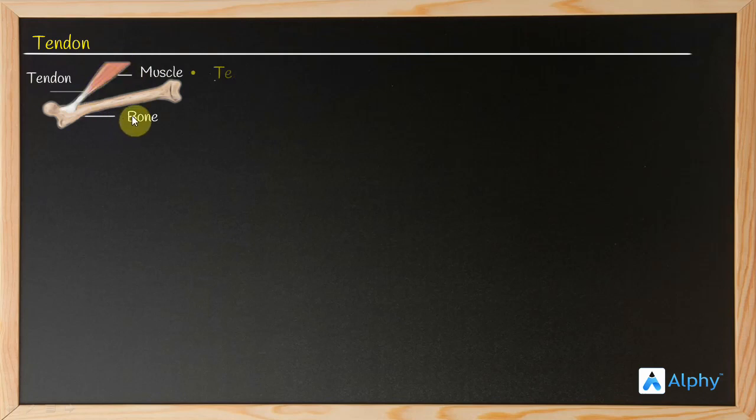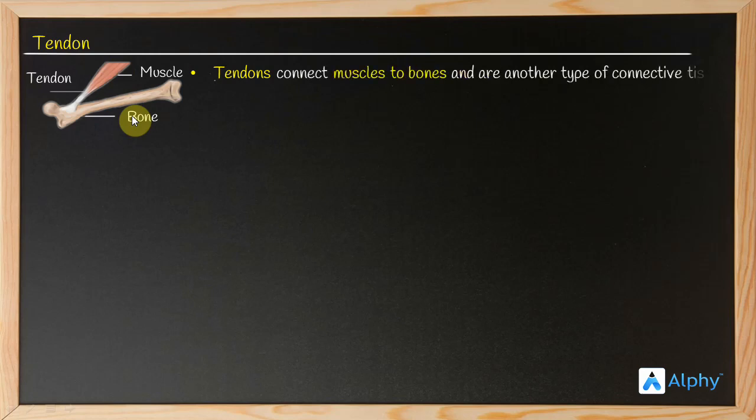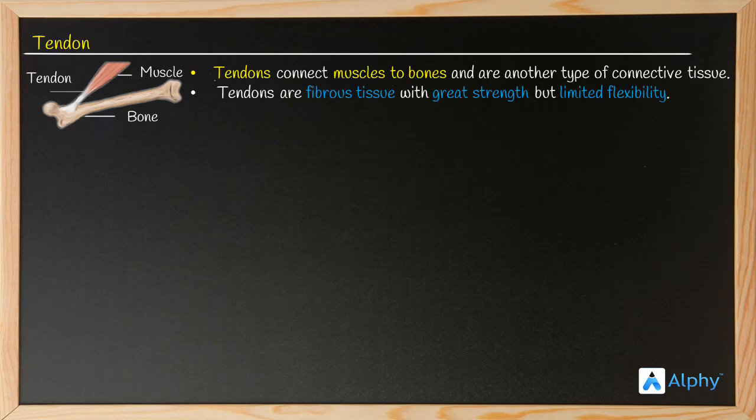Let's see the characters now. Tendons connect the muscle to bones and are another type of connective tissue, and we know that, right? Moving on, they are fibrous tissues with great strength but limited flexibility. So what is the peculiarity of tendon? They are fibrous, right? They are strong enough but with limited flexibility. What about ligaments? They were flexible plus they were strong, right? But in the case of tendons, they are strong but limited flexibility is found, right?